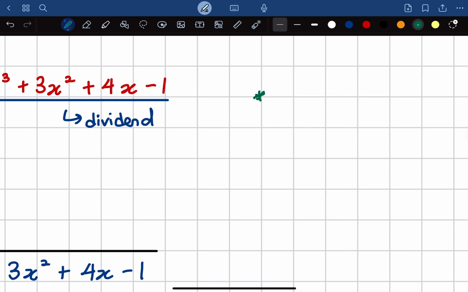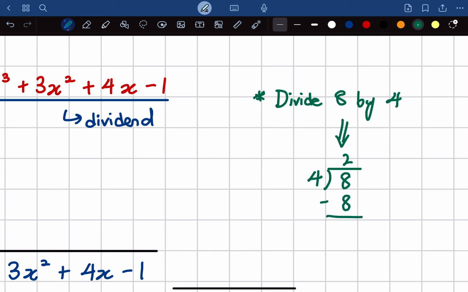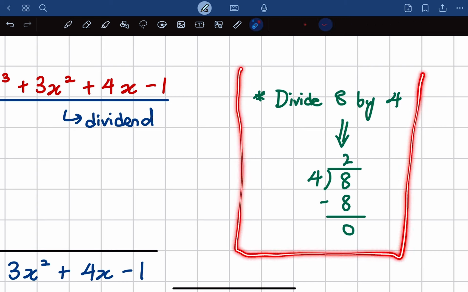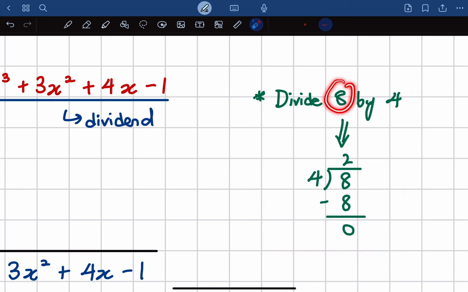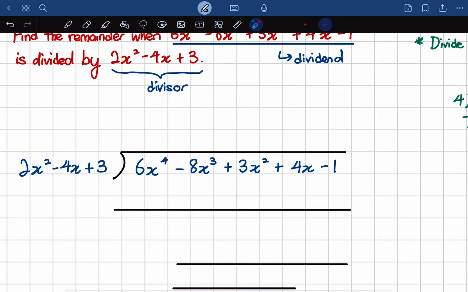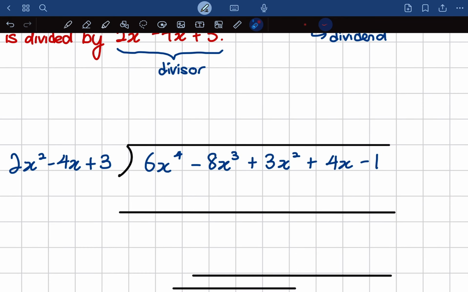Let's do a very simple understanding here. From what you learned in primary school, if I divide 8 by 4 by long division, I put the 4, the divisor, outside, and divide it by 8. Then very simply, I can use long division to divide 8 by 4. Now in A-Math in this chapter, I'm simply replacing all these numbers by polynomials, but concept-wise it's still the same.